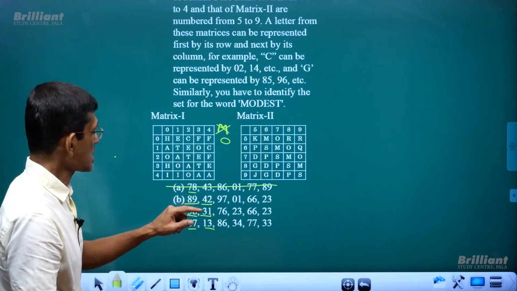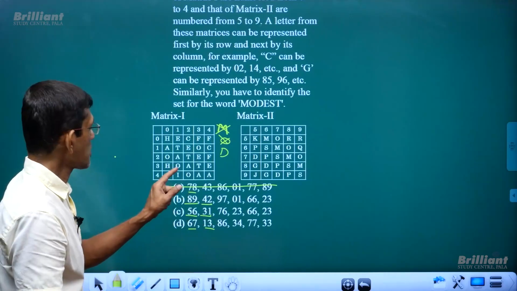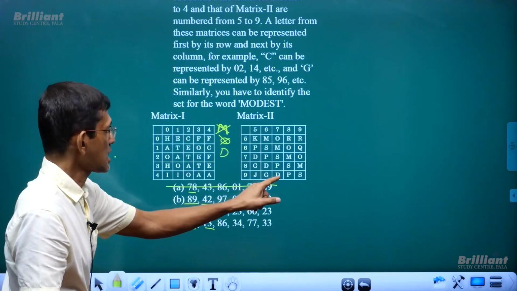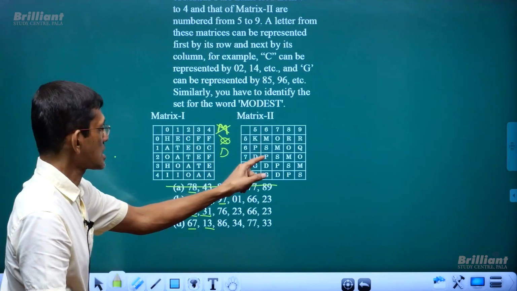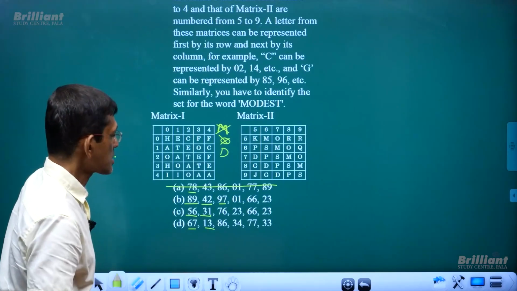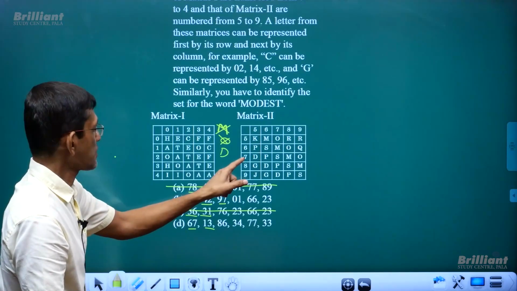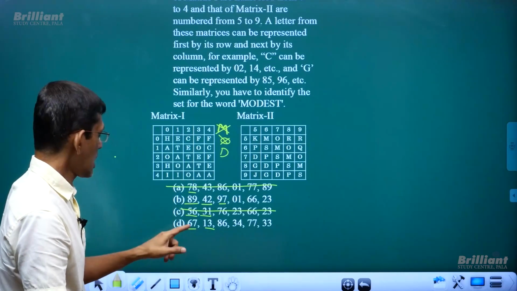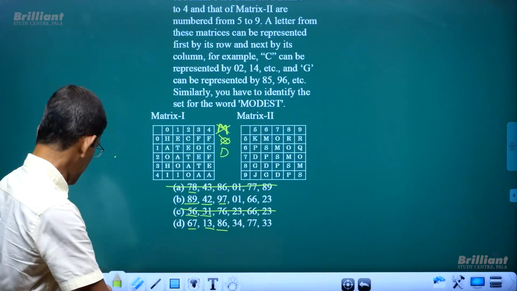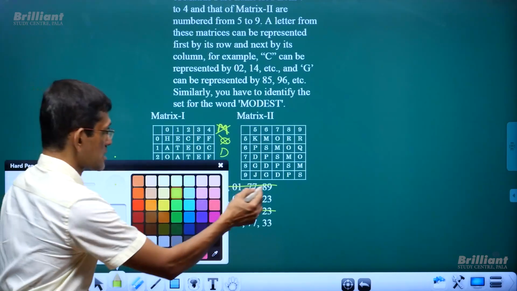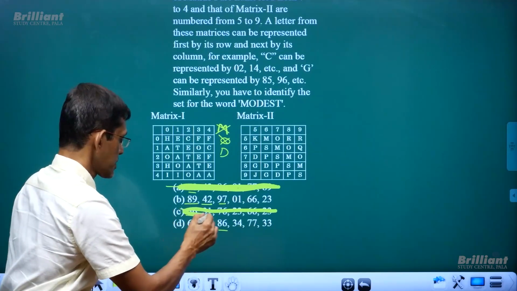Now look at 97. Which letter is for that? D. The next letter is D. So 97, is it possible? Yes, 97, D is possible, correct. 76, 7 and 6, that's P. Okay, 76 is P, so it cannot be for D. So 76 is out. We are looking for D. And 86, 8 and 6, that's D, correct. So now 2 answer choices are out. There's no need to worry about those answer choices. Don't even look at those numbers.